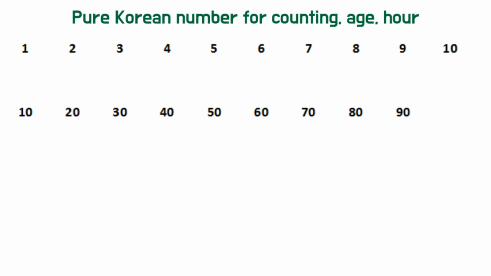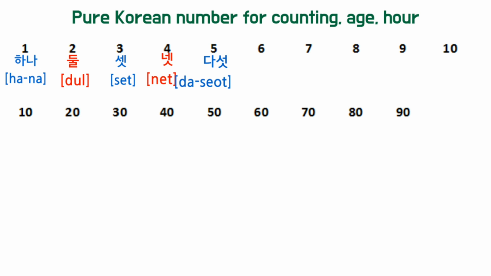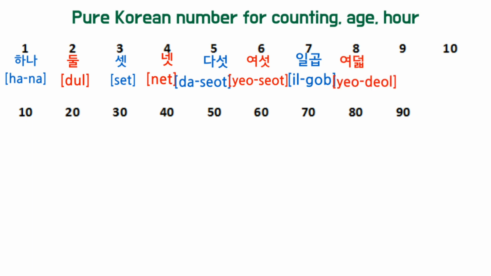Okay, let's move on to pure Korean numbers for counting, age, and hour. When you count something to know how many things there are, or when you say age and hour, you can say 하나, 둘, 셋, 넷, 다섯, 여섯, 일곱, 여덟, 아홉, 열.